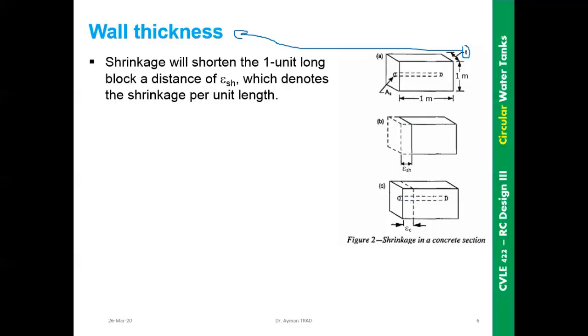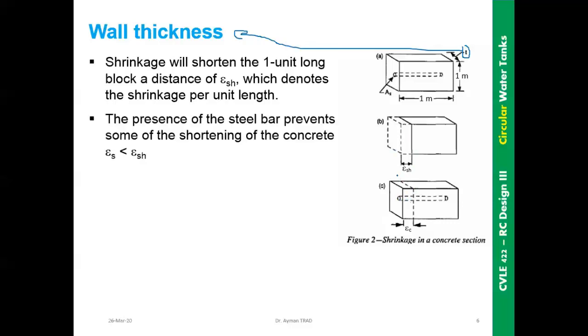Now if we add reinforcement, what will happen? The deformation in case C will be lesser than the deformation in case B. Why lesser? Because the reinforcement inside the section will restrain the deformation. It will prevent part of the deformation. So we can consider that the deformation in the steel will prevent part of the deformation, meaning the deformation in the section will be less than the total deformation if the section was without reinforcement.